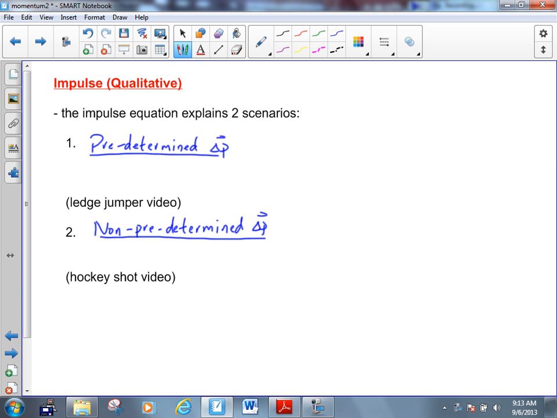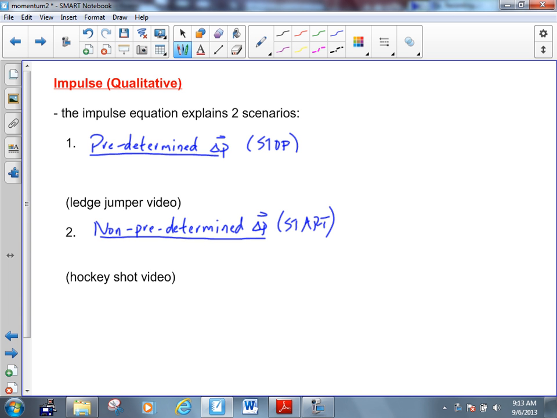Now, when do we have the other situation, a non-predetermined impulse, Jesse? Good. Starting an object, or the equivalent of starting an object. We talked yesterday about the baseball, right? When you're hitting the baseball, the ball's coming towards you, and then you're hitting it. So you're not really starting it, because it was already moving, but you're starting it going in the other direction, like you said. So when you're stopping an object versus when you're starting an object.